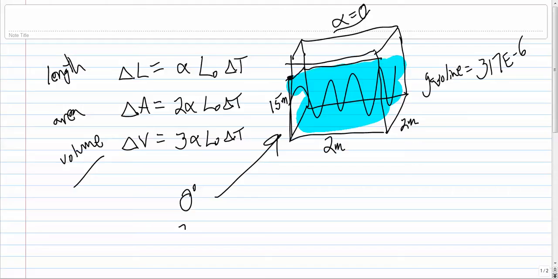Let's say it's 30-something degrees Celsius. I want to know how much higher the volume in this tank is going to be? Do you think it would be something that would actually make a difference, something we could measure? So let's do it.